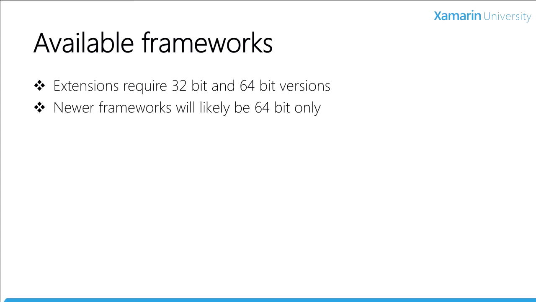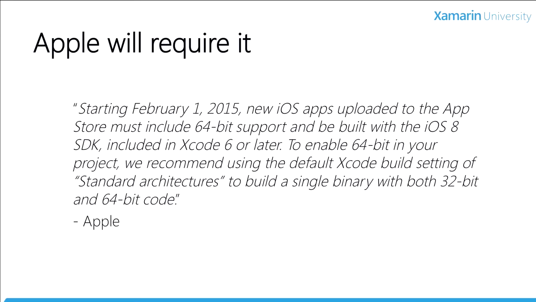The third reason to switch is that, as of now, you need to support the 64-bit APIs in order to create iOS 8 extensions on iOS. And this will most likely be the case going forward as well. And lastly, the most important reason to switch to the newer APIs is that Apple is going to require it. As of February 1st, 2015, all new or updated apps submitted to the Apple App Store must include 64-bit support. If your app does not support 64-bit, you will be rejected. The time to start migrating your apps is now.